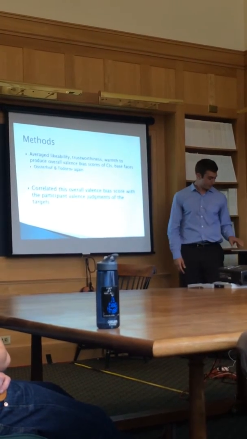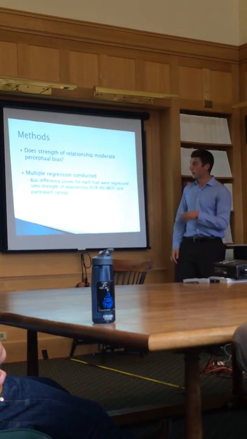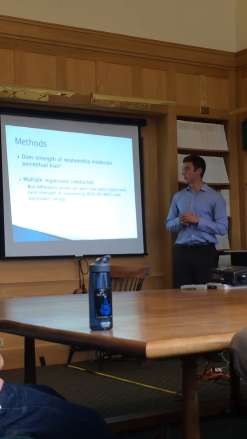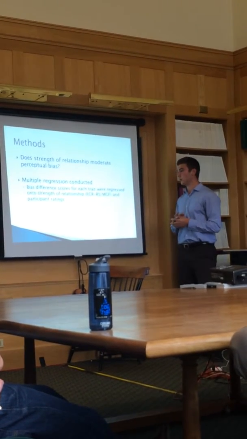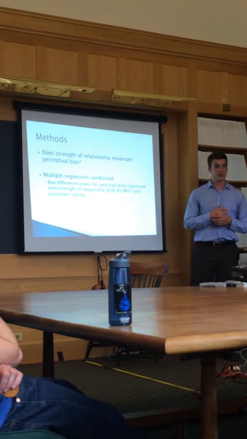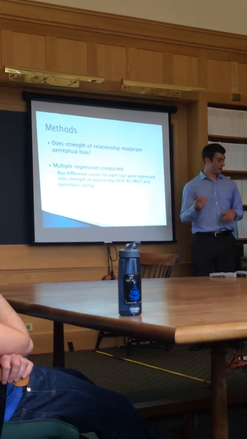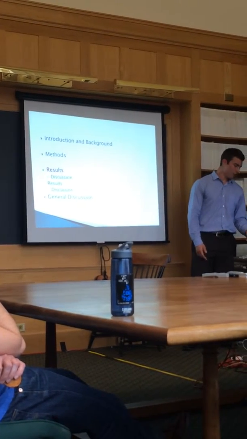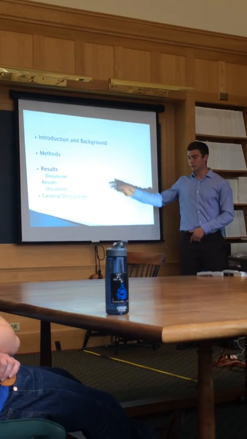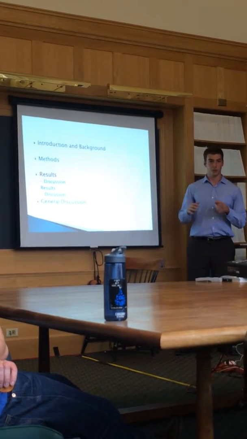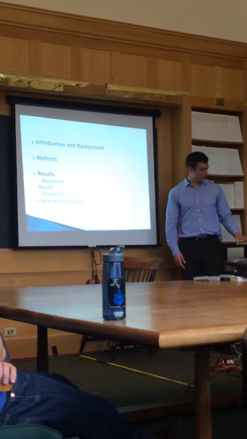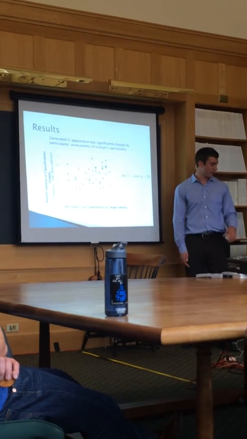I also wanted to see, again, if strength of relationship moderated perceptual bias, so I conducted a multiple regression where I regressed bias difference scores onto strength of relationship and the participant ratings. So I'm going to kind of split my results in half and give a little brief discussion of each one of those. So onto the main study, onto the main effect that I was looking for.